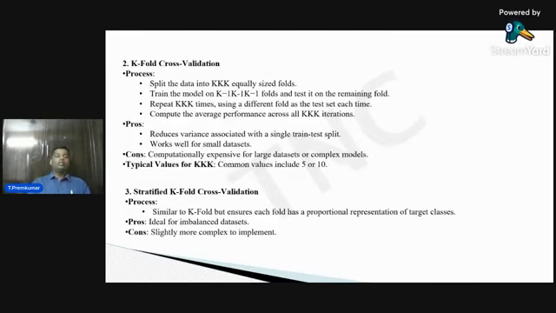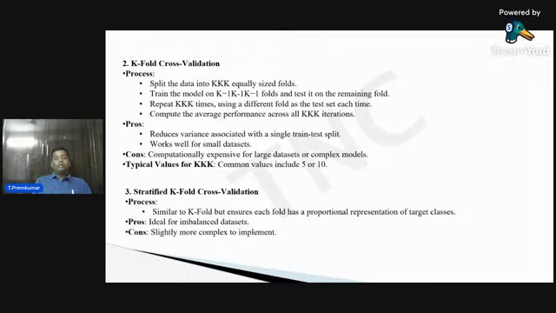In k-fold cross validation, the process splits the data into k equal-sized folds, trains the model on k minus 1 folds, and tests on the remaining fold. This process is repeated until each fold has been used as the test set. The pros of k-fold are that it reduces variance and works well on small data sets. The con is that it is expensive for larger data sets and complex models. Typical values for k are 5 or 10.